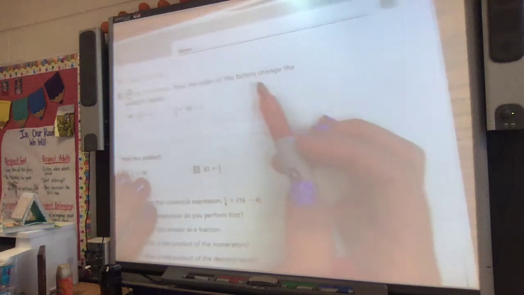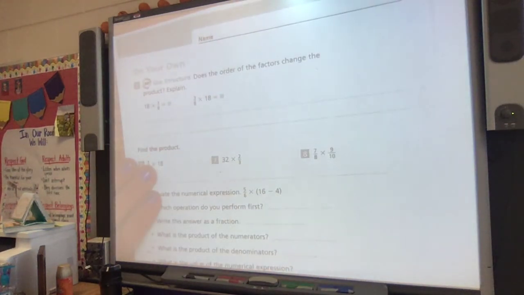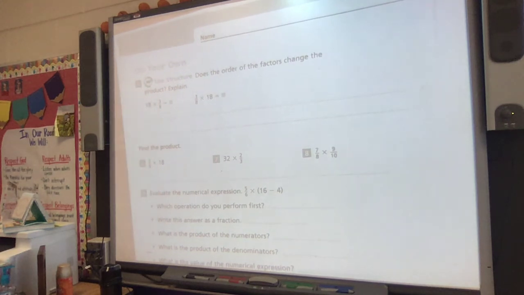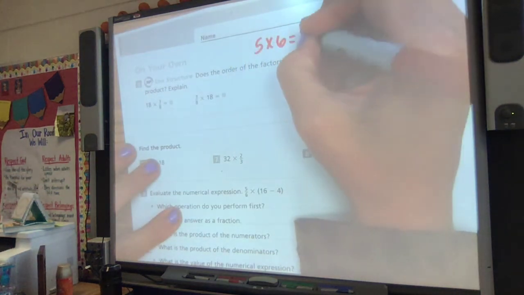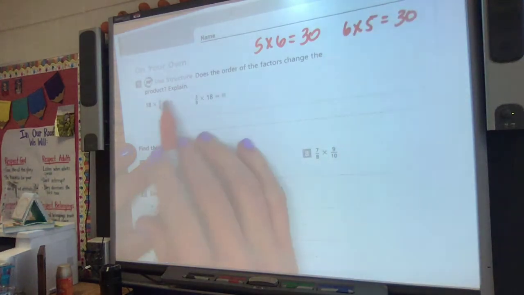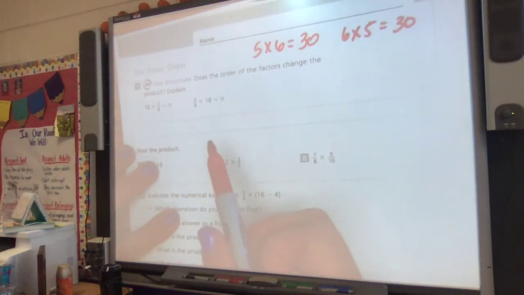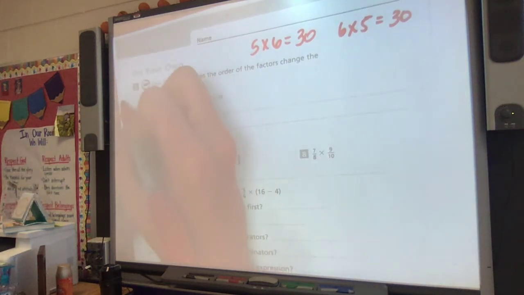Alright, let's do a couple more on this page and then we'll stop. This is 211. Does the order of the factors change the product? Now we can probably think about that now. When we multiply, does the order of the factors matter? Let's say 5 times 6, what's that? 30. 6 times 5, still 30. We can multiply in any order and it's not going to change that.